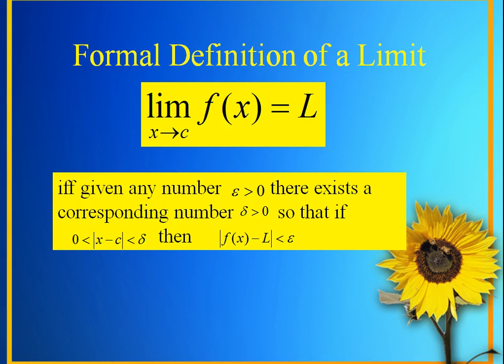If and only if, given any number epsilon greater than 0, meaning epsilon has to be positive, there exists a corresponding number delta that is also positive, so that if the absolute value of the difference in our x values falls between 0 and delta, then the absolute value of the difference between our function and our limit will be smaller than an acceptable epsilon or error that we have chosen.